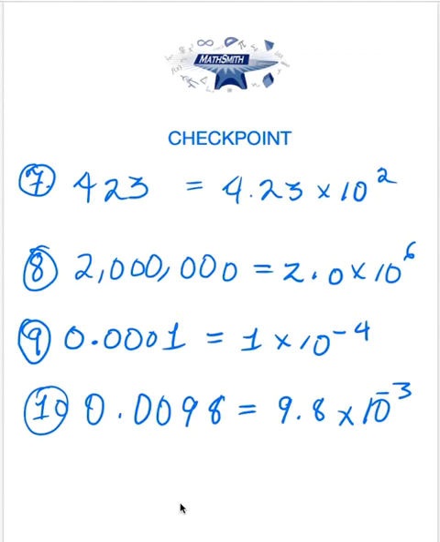7 through 10 of the checkpoint. Okay, so on these, you're converting the numbers that are already in decimal and converting them over to scientific notation.